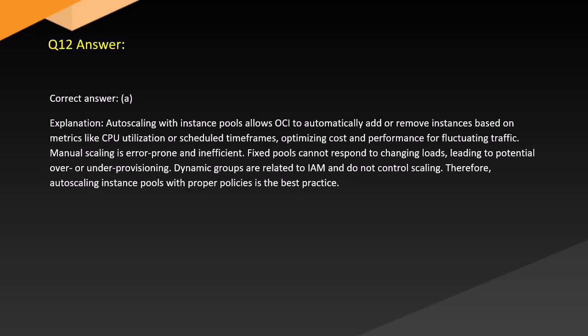Answer. Correct answer: A. Explanation. Autoscaling with instance pools allows OSI to automatically add or remove instances based on metrics like CPU utilization or scheduled timeframes, optimizing cost and performance for fluctuating traffic. Manual scaling is error-prone and inefficient. Fixed pools cannot respond to changing loads, leading to potential over- or under-provisioning. Dynamic groups are related to IAM and do not scale. Therefore, autoscaling instance pools with proper policies is the best practice.